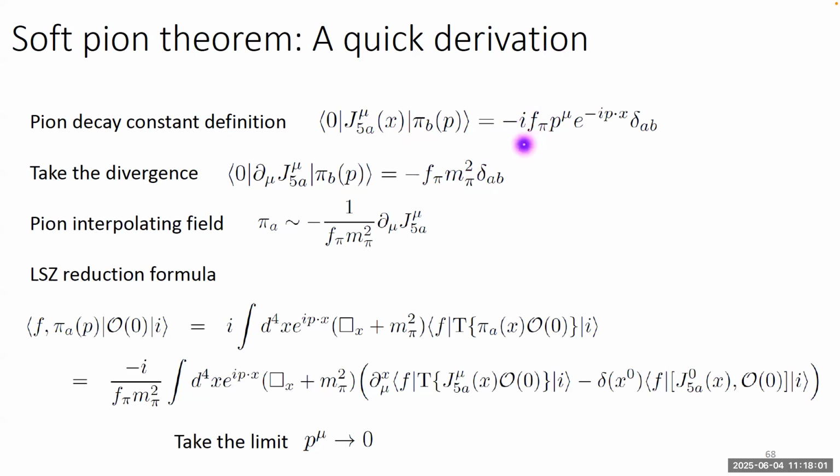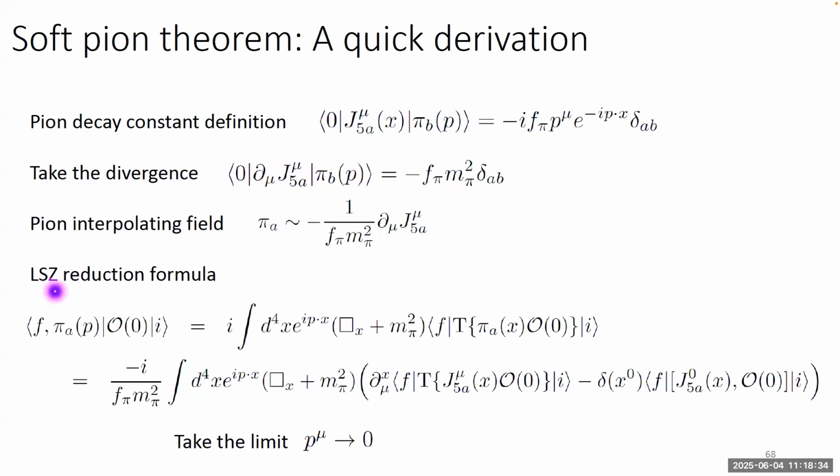Now you take the derivative of both sides. You take the divergence, so you have a divergence of the axial current. On the right-hand side, the derivative acts on this exponential and brings down the P. So P squared is M pi squared. This means that you can interpret this divergence of the axial current as the pion interpolating field. Okay, so this combination of the operator acts as the pion interpolating field. It can excite the pion single particle states with the correct normalization.